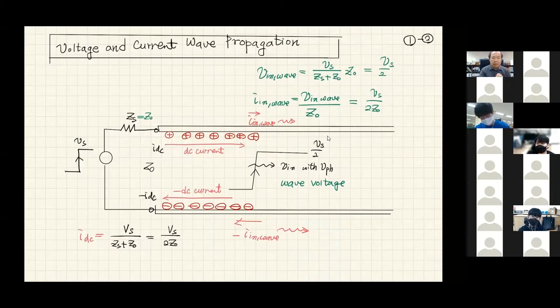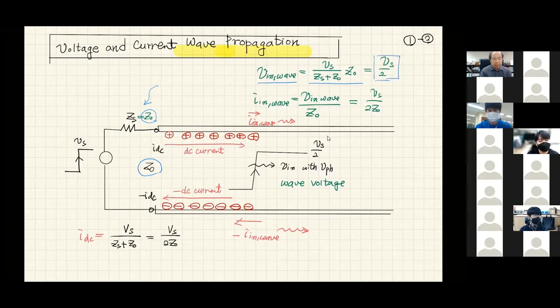Now, I would like to discuss a little bit about the wave propagation along the transmission line. As we have discussed previously, the voltage wave along the transmission line is decided by this equation. This is a special case when the source impedance is 50 ohm and the transmission line is 50 ohm, then half of the source voltage will propagate.